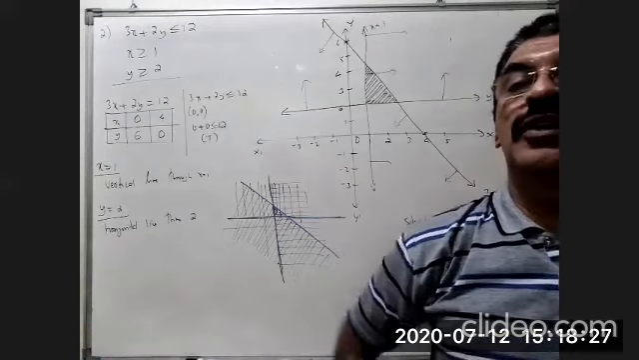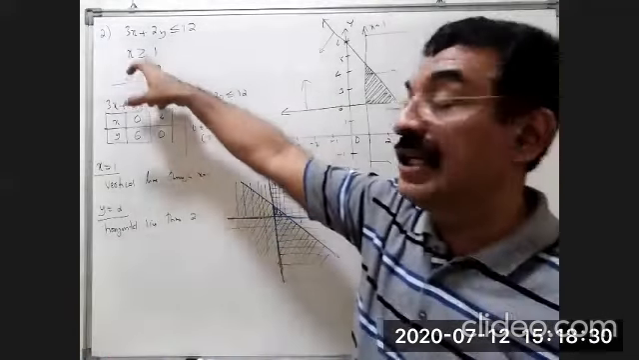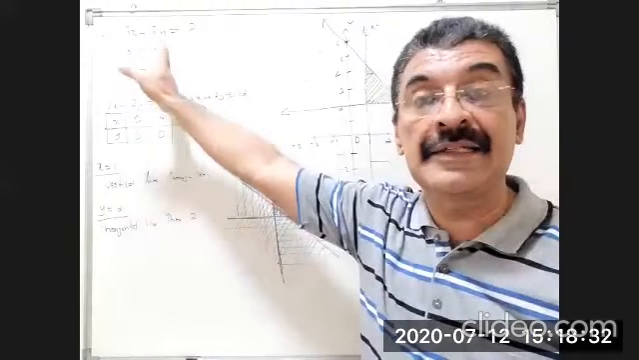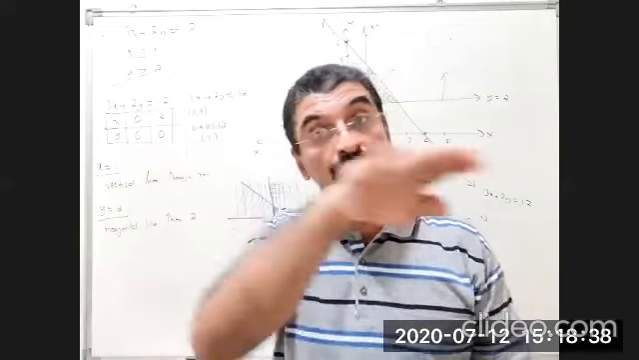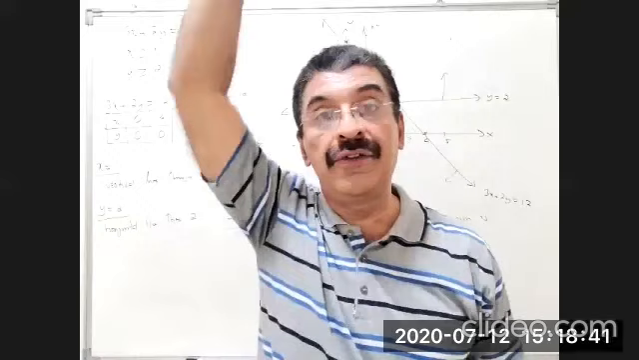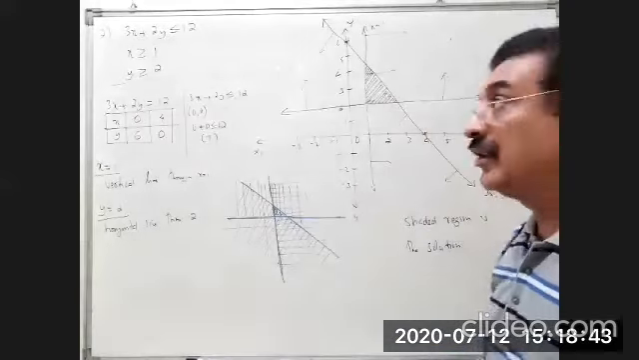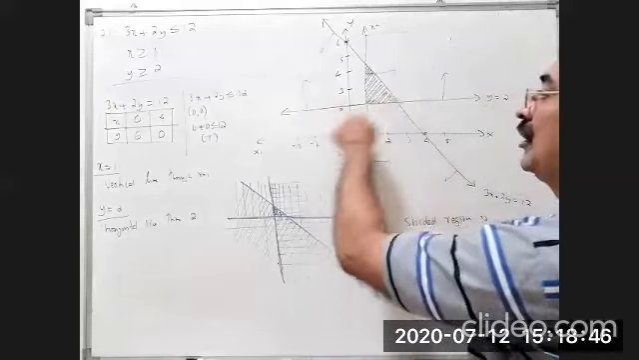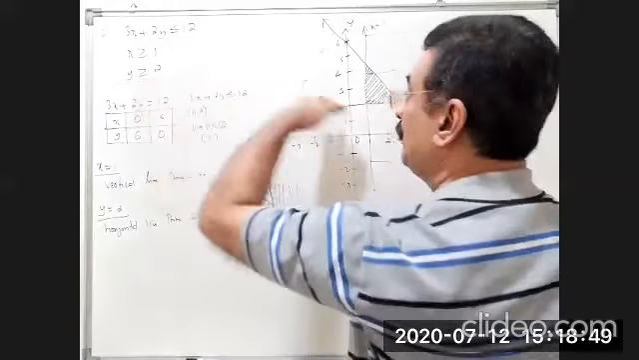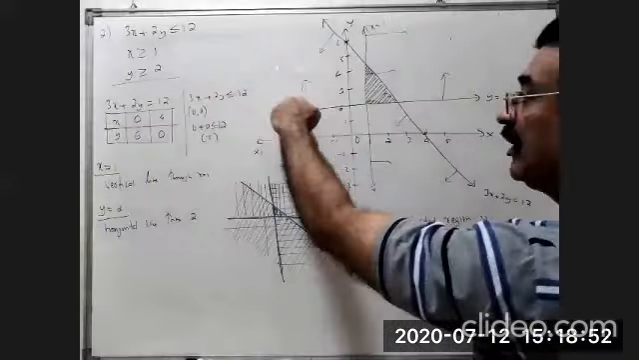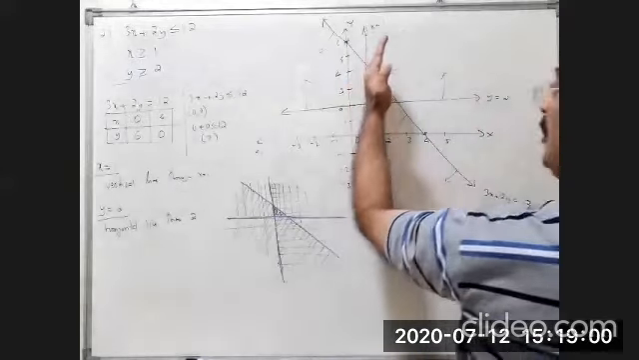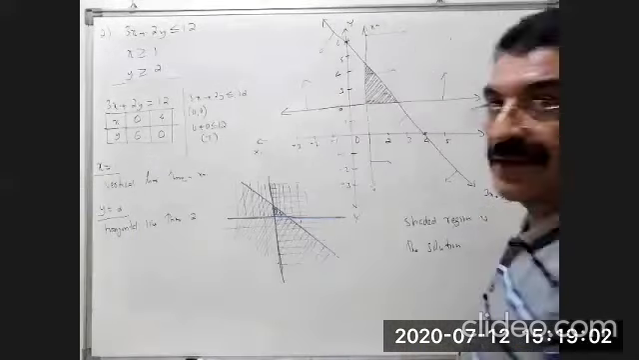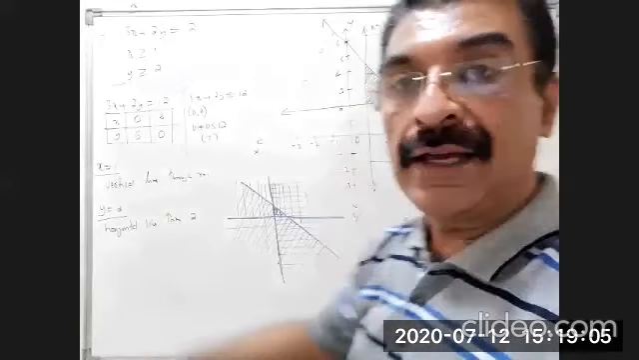For a vertical line, right hand side is greater, left hand side is smaller. For a horizontal line, upward, above is greater, below is smaller. So here, for horizontal line, y greater than 2, y is more than 2. This is y is equal to 2. Y is more than 2 upward, y less than 2 downward. For vertical line, x greater than 1 towards right, x less than 1 towards left. That's it. For slanting line only, we take origin.